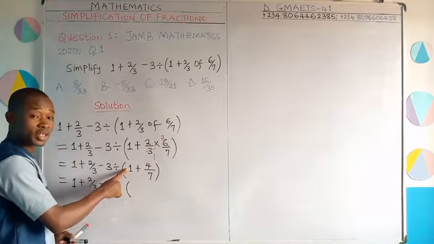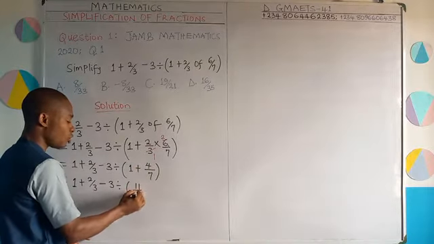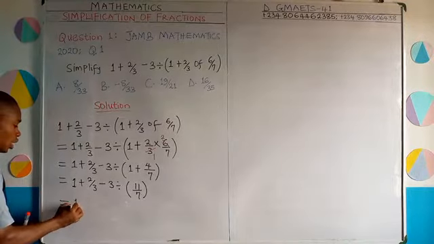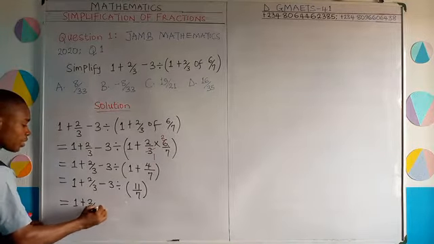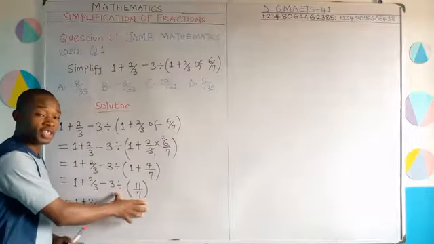7 times 1 will give us 7. Then add it to this 4, you get 11 over 7. We are moving on. That is going to be equal to 1 plus 2 over 3 minus 3. I told you something about division of fraction.